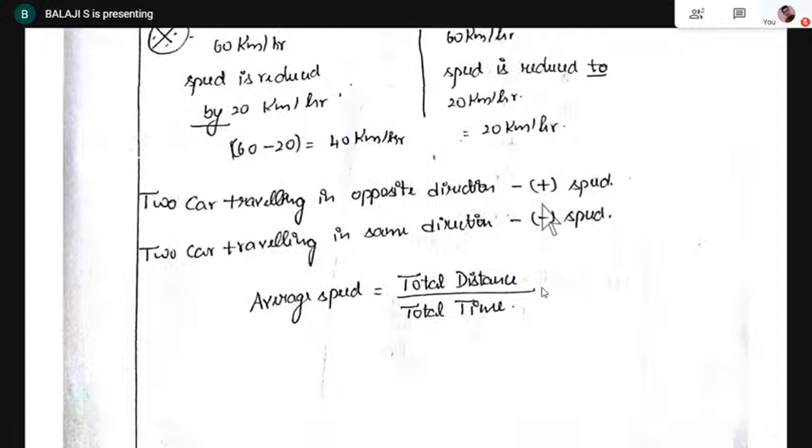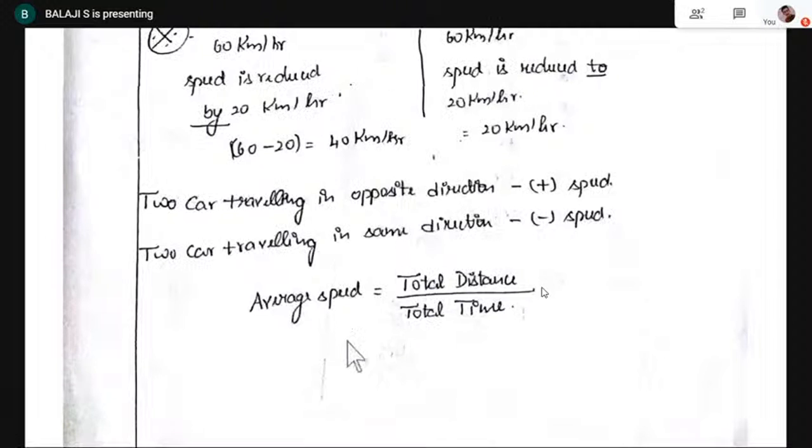If it is opposite, you must add the speed, that is called relative speed. When it is the same direction, you must subtract the speed. And here the average speed: average speed is equal to total distance by time taken. Mostly people won't ask many problems on average speed, but you must know. Okay, I hope you understand.